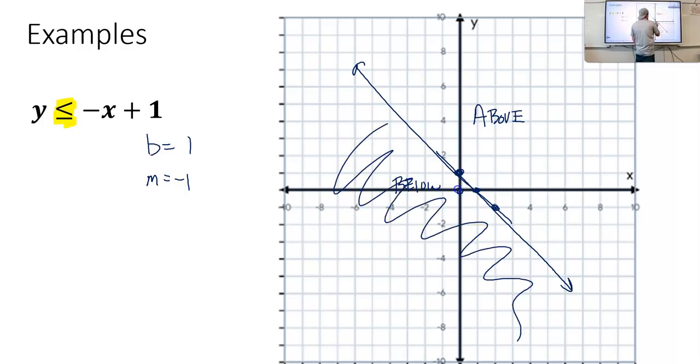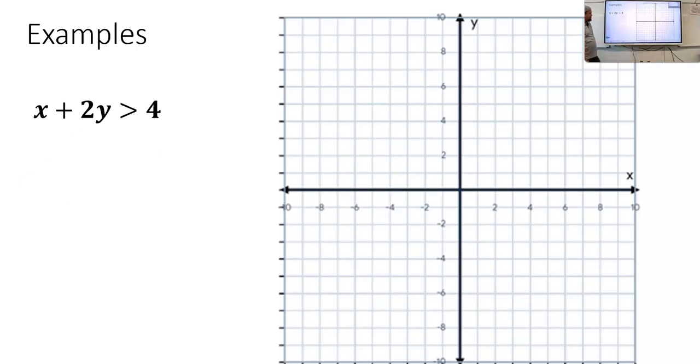Okay, let's double check if 0, 0 is correct. So we got 0 is less than or equal to negative 0 plus 1. So 0 less than or equal to 1? Yes, it is. So we did it correct.